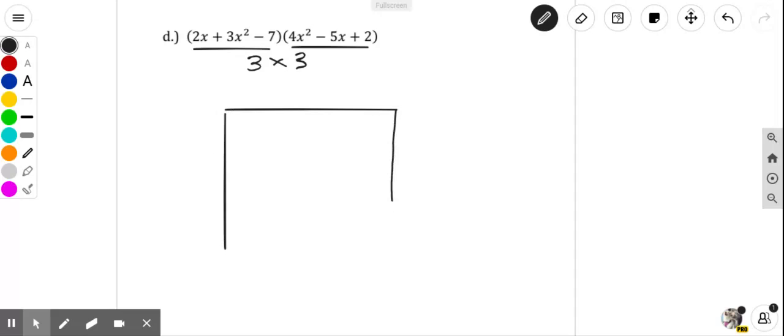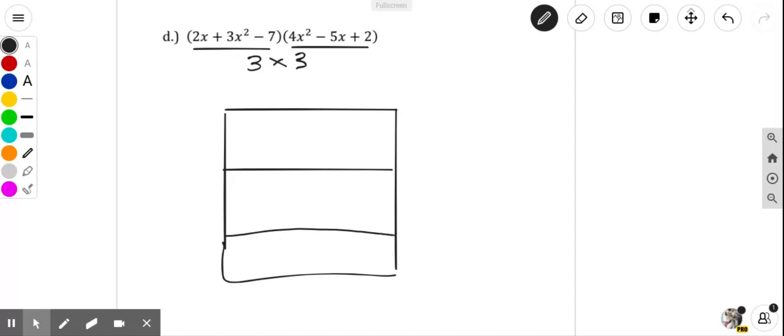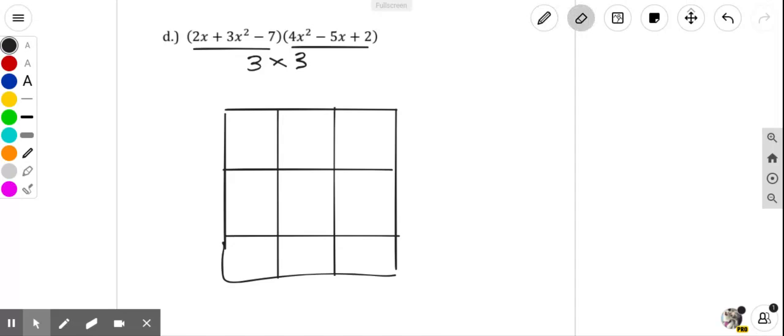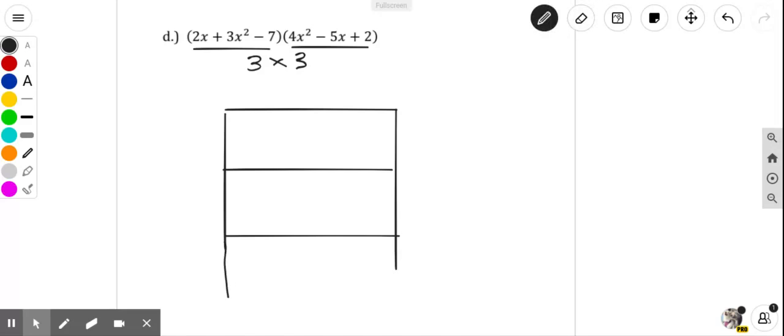Now you definitely don't have to do it using this method, but you can. It helps to organize. The biggest mistake that kids make with something like this is they forget to multiply certain terms. So this is to make sure that you don't forget any of the terms. Okay, so don't mind my uneven box.